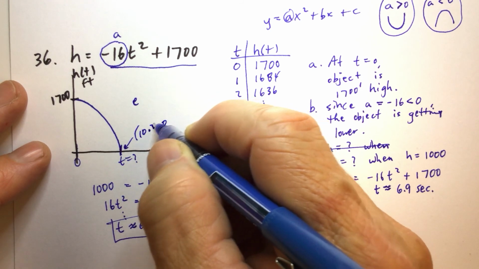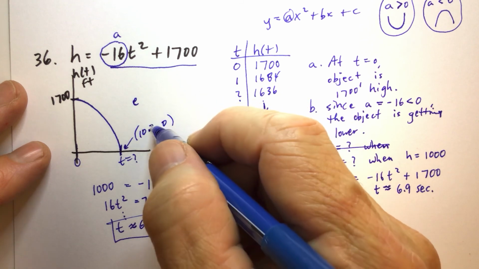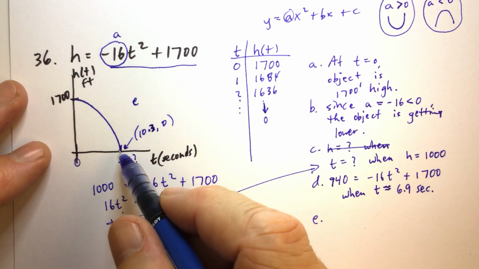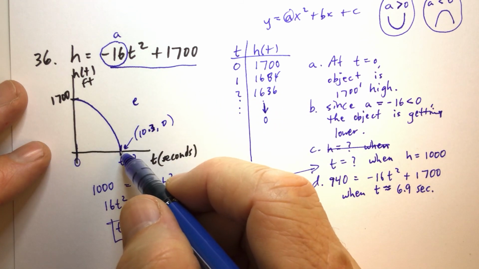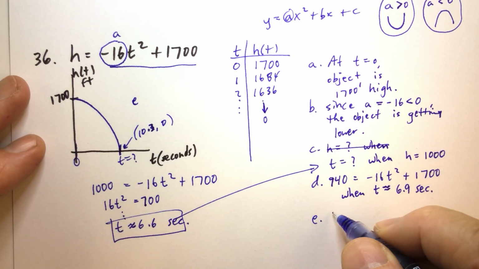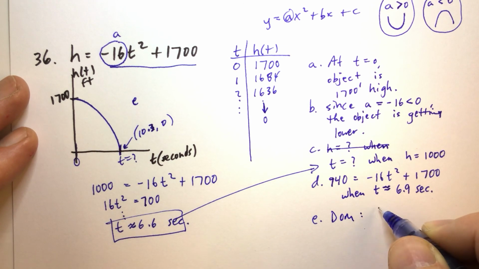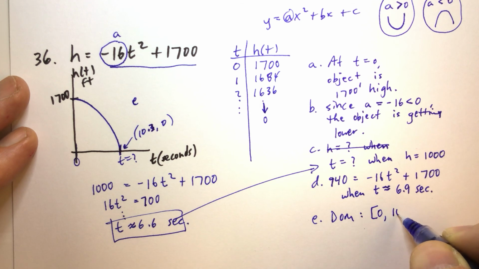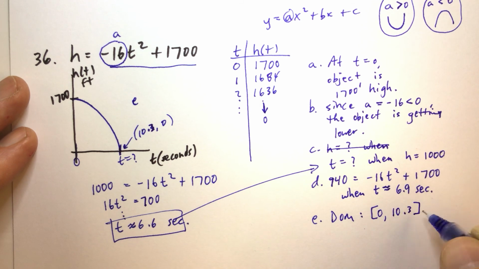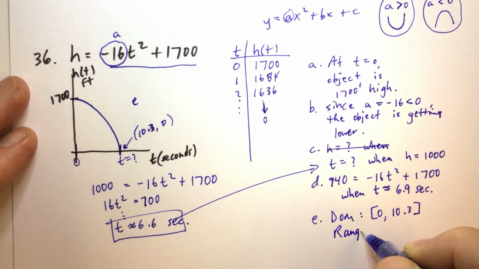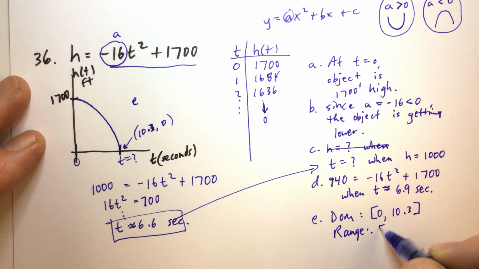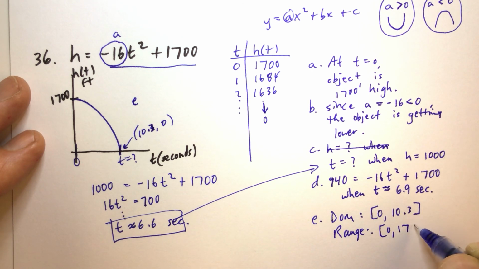So think about it. When t is 10.3, the object hits the ground. So that's a reasonable end of the domain, right? So the domain then would be between 0 and about 10.3. And a reasonable range, the lowest y, would be 0 for the height, and all the way up to 1700. So 1700 is the maximum height. That would be a reasonable range.